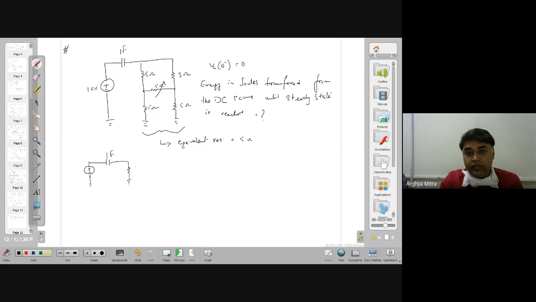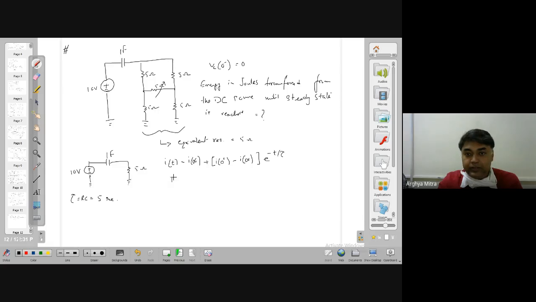This is 1 farad, this is 5 ohm, and this is 10 volt. So what I have again, I of t is equal to I infinity plus I of 0 plus minus I infinity into e to the power minus t by tau. Right? Tau is equal to what? Is equal to 5 second. Tau is equal to 5 second.